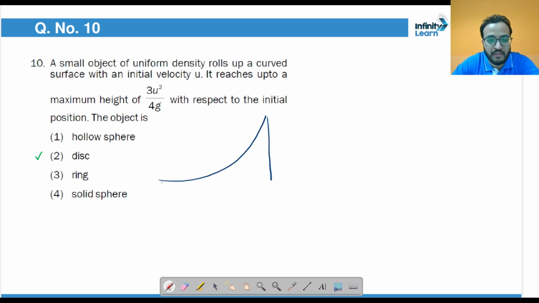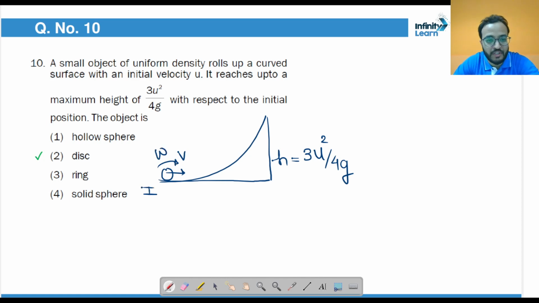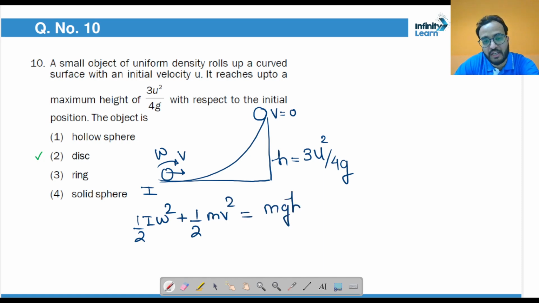Now a small object of uniform density rolls up a surface. Okay. There's a surface, and the height of the surface they have mentioned is 3u square upon 4g, right? And it is given a velocity v here, and it rotates with an angular velocity omega, right? We don't know its moment of inertia, let's say I. So we will say whatever kinetic energy it has at the bottom end should be all consumed when it reaches the topmost point, because here it is at rest, absolutely, right? So half I omega square plus half mv square will be the kinetic energy at the bottom, must be equal to potential energy at the topmost point.